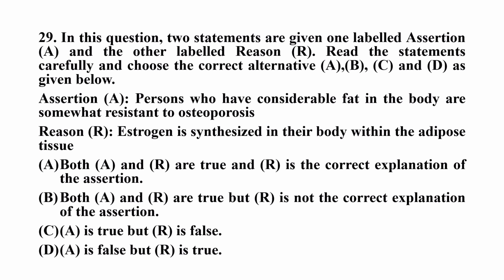29th. In this question, two statements are given, one labeled as assertion and other labeled as reason. Read the statements carefully and choose the correct alternative A, B, C and D as given below. Assertion: persons who have considerable fat in the body are somewhat resistant to osteoporosis. Reason: estrogen is synthesized in the body within the adipose tissue.